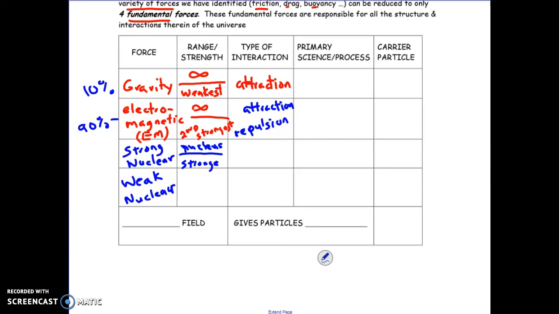Hence its name. The weak nuclear force acts over nuclear levels as well, or the nucleus. And it is the third strongest, or the second weakest. All right? It's stronger than gravity, but weaker than the other forces. And in terms of interactions, strong nuclear does attract and it repels. And the weak nuclear, notice we haven't hit two interactions yet, is responsible for, more than anything, decays and annihilations. Okay, I'm just going to abbreviate that as annihil.